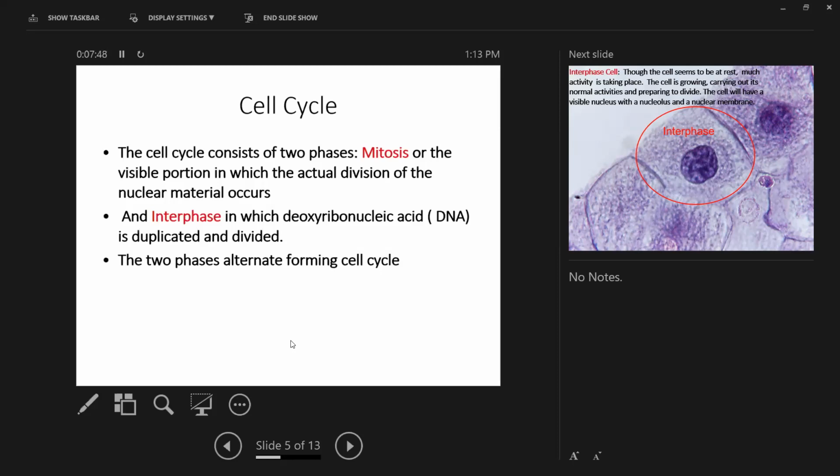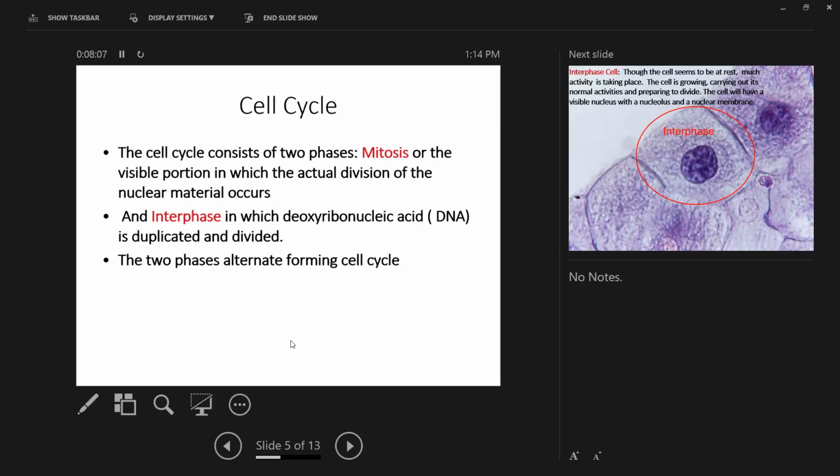So anyway, the cell cycle consists of two phases. Mitosis, where we replicate the DNA and nuclear material, and interphase. And interphase is everything else. Interphase is what a cell does when it's busy being a cell.